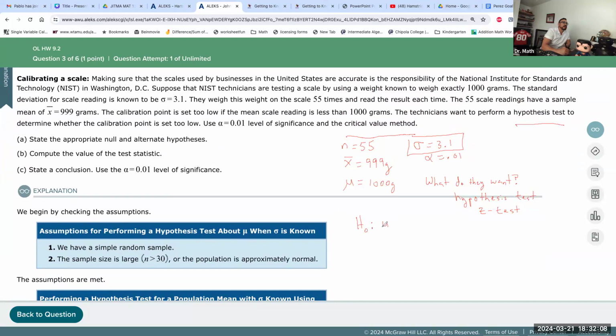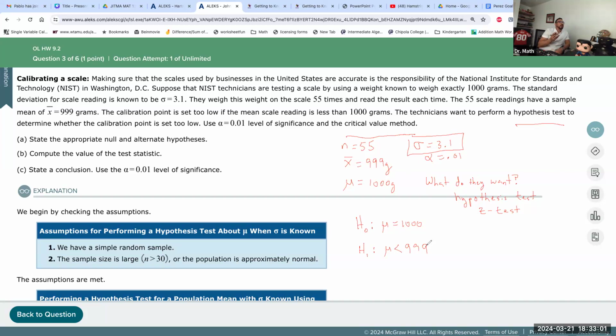Well, the first thing we're trying to see is, is the mean weight close enough to 1,000 grams? Because if the mean weight of those 55 readings is close enough to 1,000, we say, you know what? The scale's fine, and I don't need to calibrate it. But this one is saying, after all my readings, based on this sample, I'm seeing a significant difference. It's reading a little bit too low. And in real life, that could impact whatever it is that you're doing.